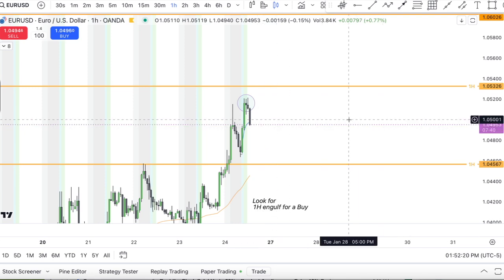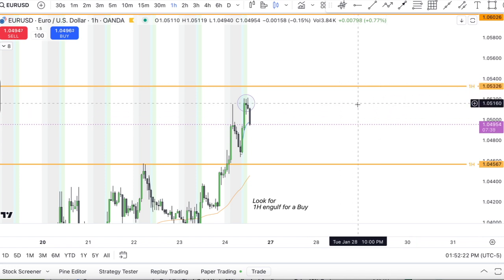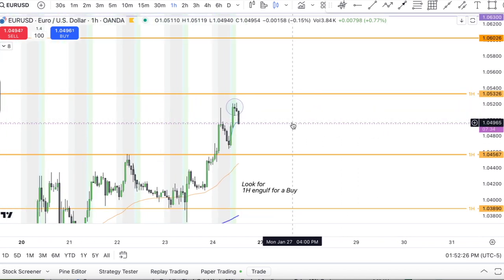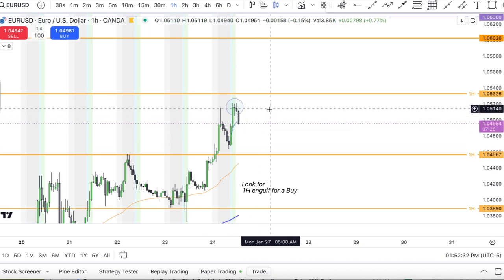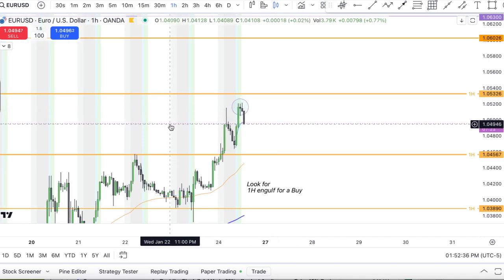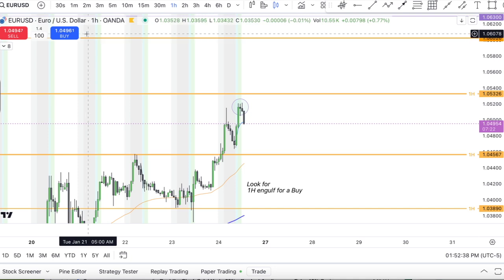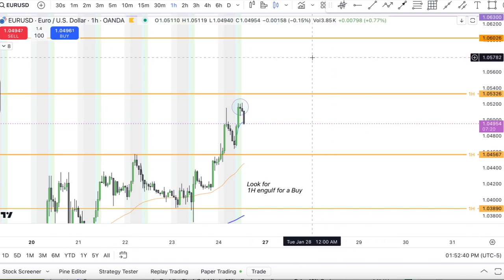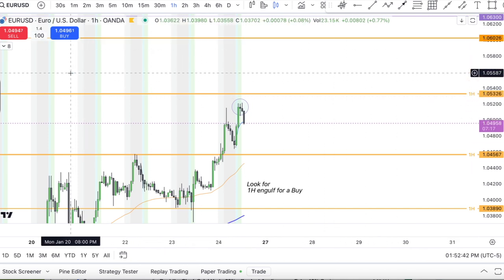Okay, great. All right, good job. Continue to practice. And this is a good example of waiting for our setup. So our setup is a 3-bar reversal. So we wait to find that setup, all right? And that's part of what trading is about, is waiting.